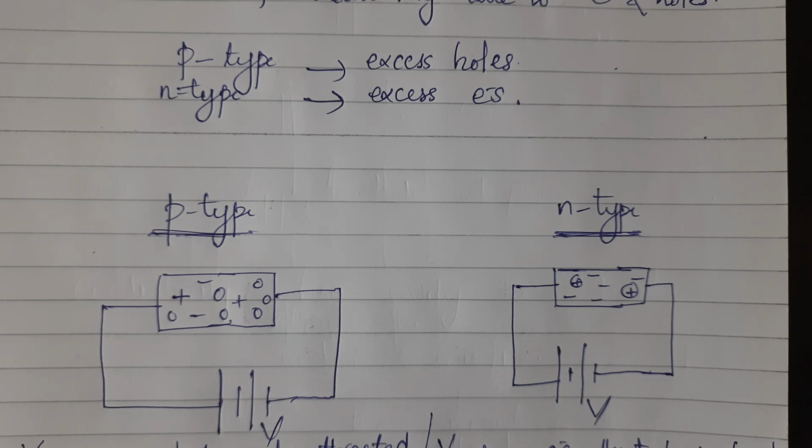So this is the basic of semiconductors, intrinsic and extrinsic. Extrinsic semiconductor can be classified into p-type and n-type, and you understood how p-type and n-type semiconductors are formed. Okay, let's continue in the next session.